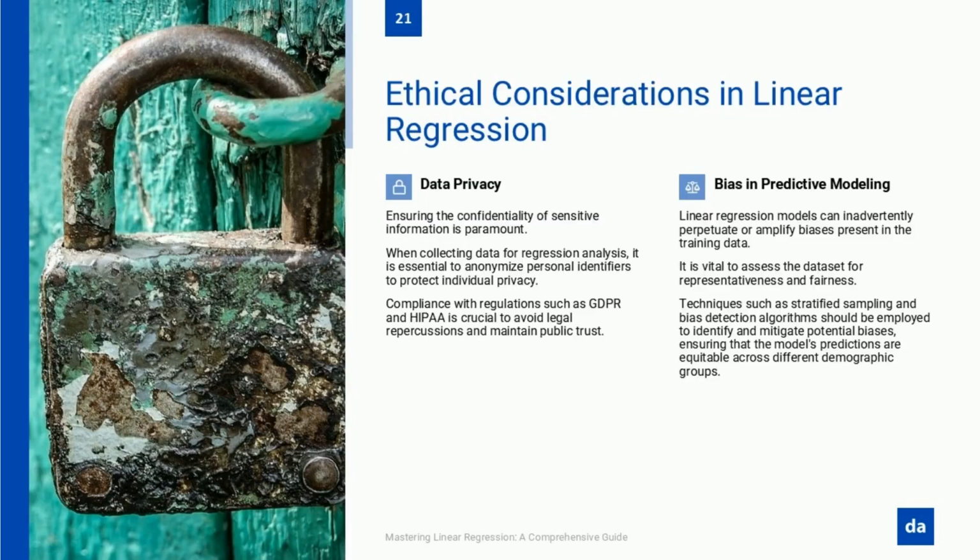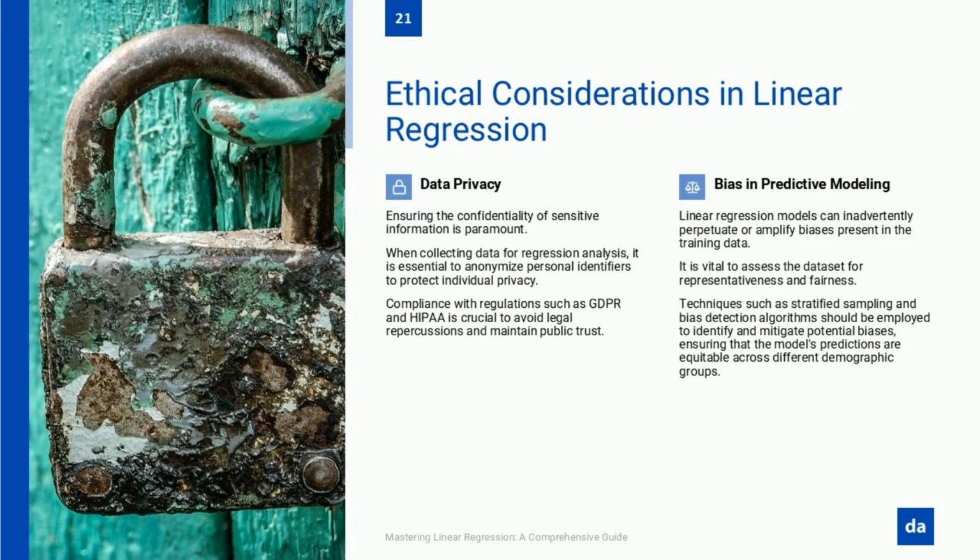Linear regression might seem like a purely mathematical tool, but it has real-world consequences, and that means we need to think carefully about the ethical implications of how we use it. Models don't just predict numbers. They can influence decisions about people's lives, from hiring and loans to medical diagnoses and law enforcement. If we're not careful, we risk introducing bias, violating privacy, or misusing data in ways that cause harm.